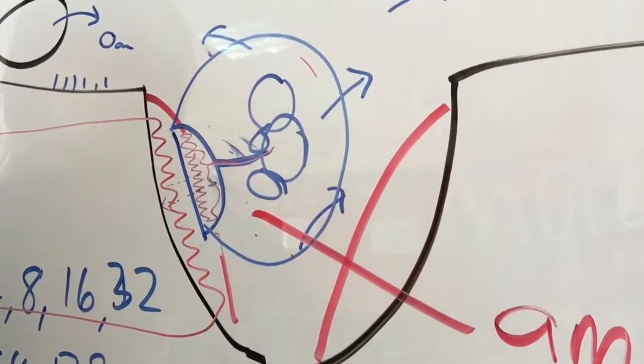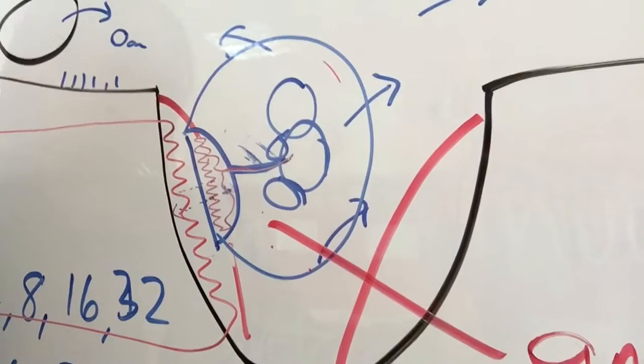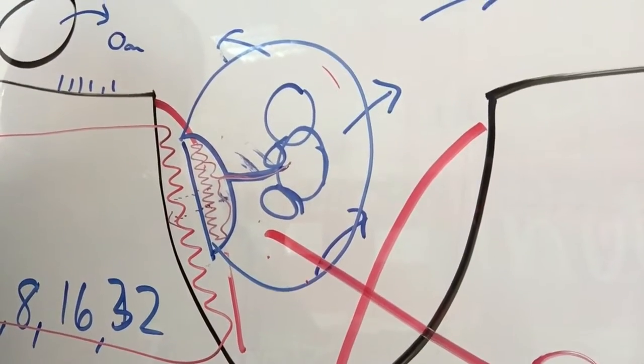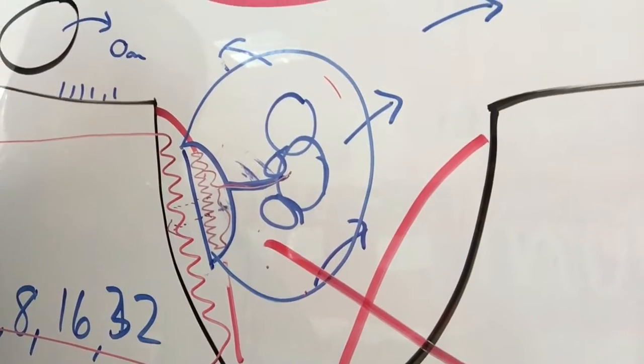So mum's blood and baby's blood do not mix, and again that is why mum can have a different blood group from baby. It's weird and wonderful.